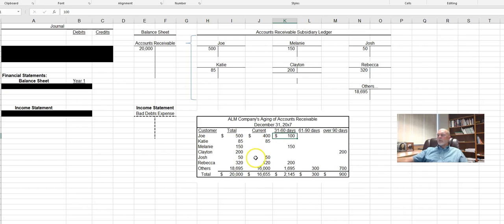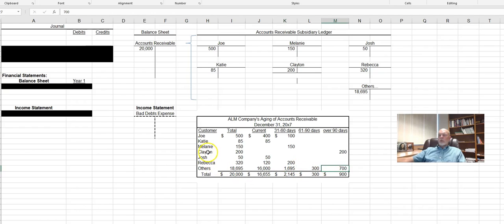We've got another customer here, Rebecca, and she owes us $320 total. 120 is current, 200 of it is between 31 and 60 days old. In this others category, just to lay out miscellaneous account balances, you can see the total amounts that are owed to us spread out based on how old they are.